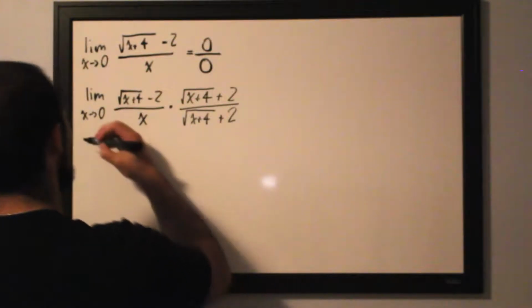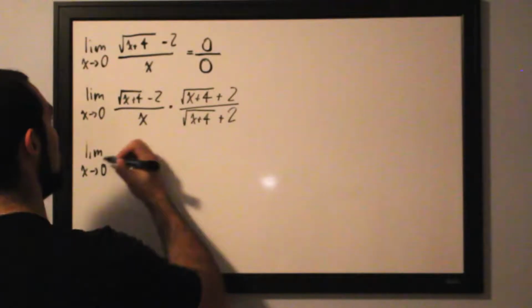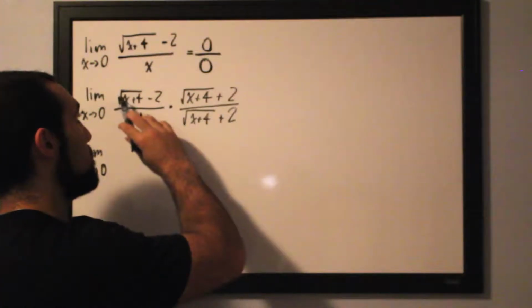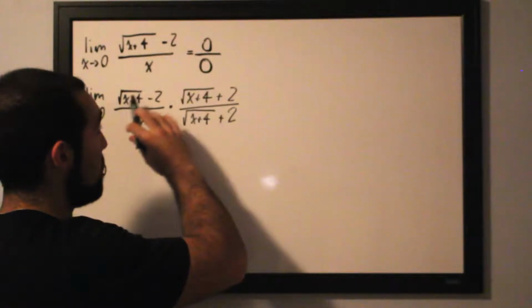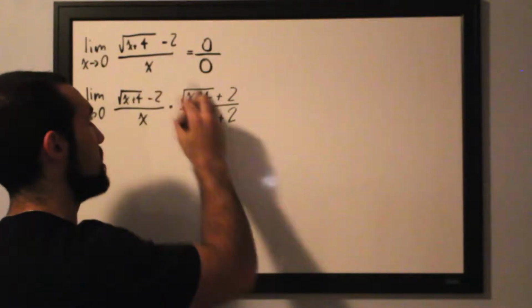So all we need to do here is multiply this out, limit as x approaches 0. And whenever you're distributing this, all you really need to do is multiply the first term in here by the first term in here, and the second term in here by the second term in here. There's no need to FOIL this out completely.